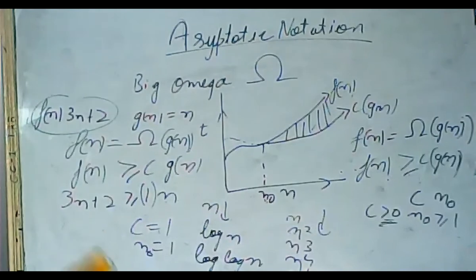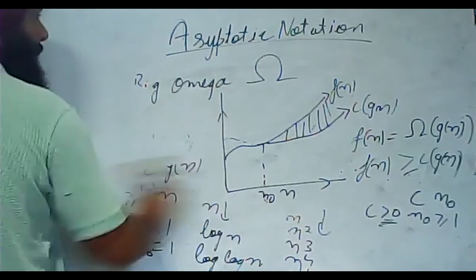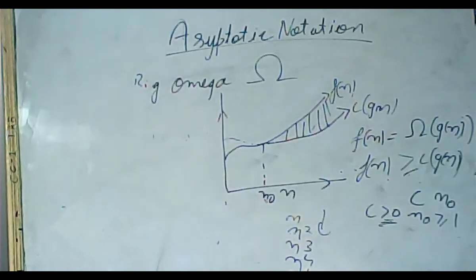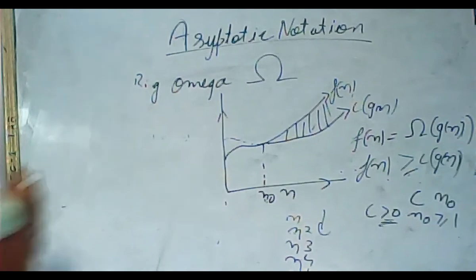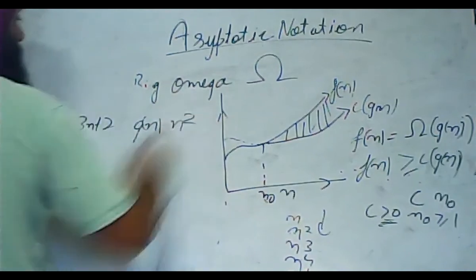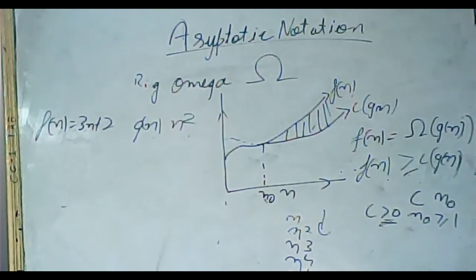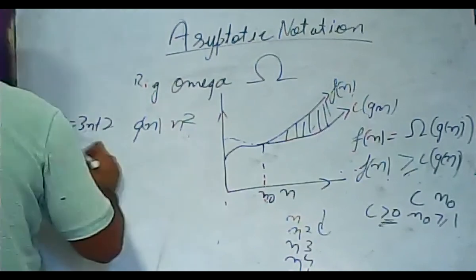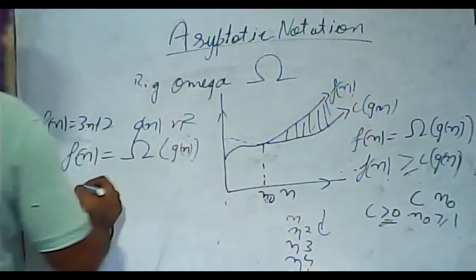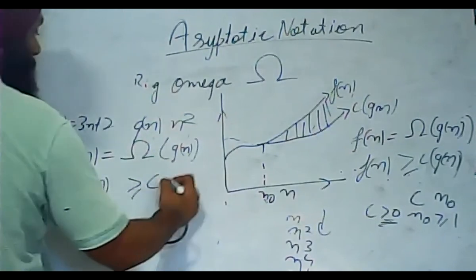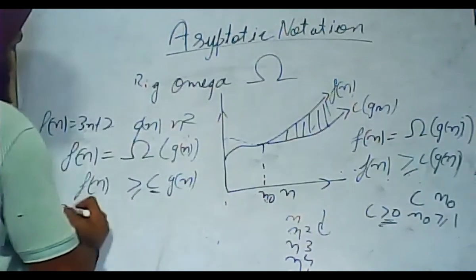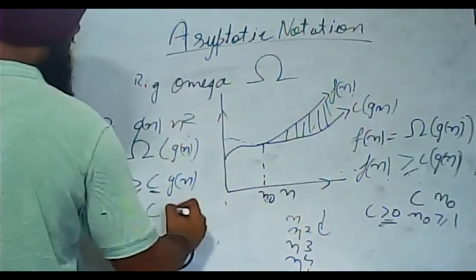Now, in which case will it not satisfy? We'll see one example in which it will not satisfy. So if I write the equation here, f(n) equals 3n plus 2, but g(n) equals n square. So I want to prove that f(n) is equal to big omega of g(n). Can I find such a c and n naught that satisfies this condition? Here we need to find c. So I'll write 3n plus 2 greater than or equal to c times n square.